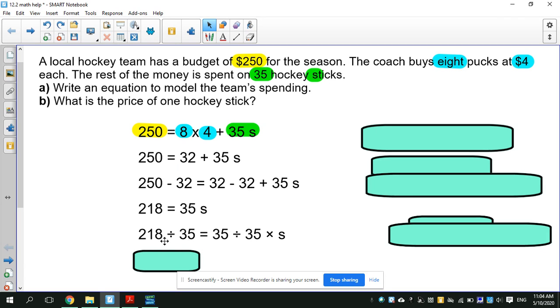So now we're left with 218 divided by 35, which gives us approximately 6.23. It's actually 6.228 something, but I rounded up. Now, I don't know the last time a hockey stick cost $6.23. It was probably back in the 1940s, but never mind, we have solved the equation.